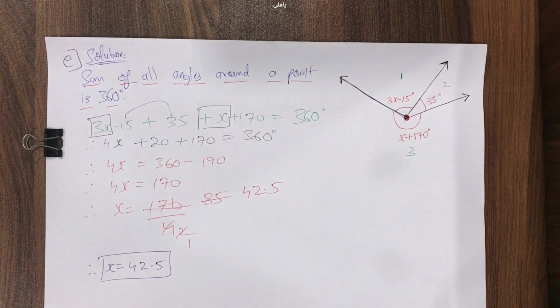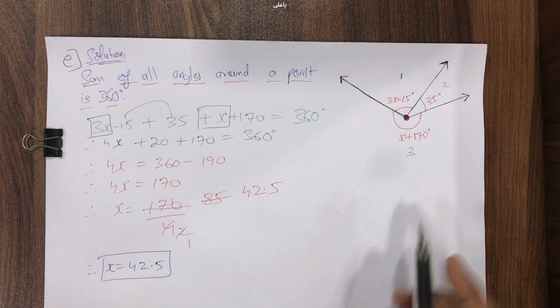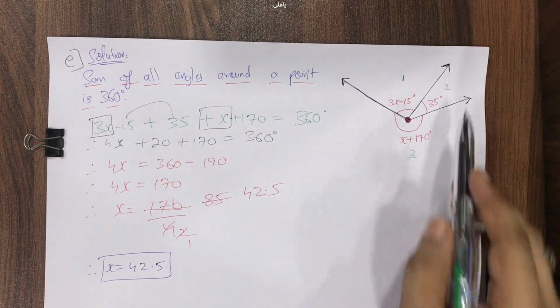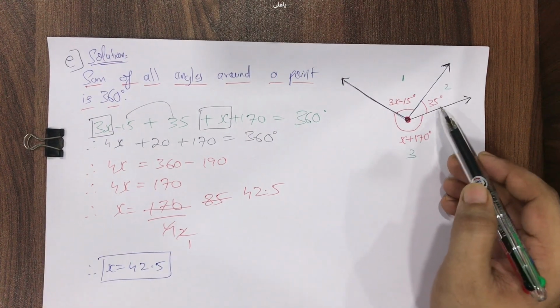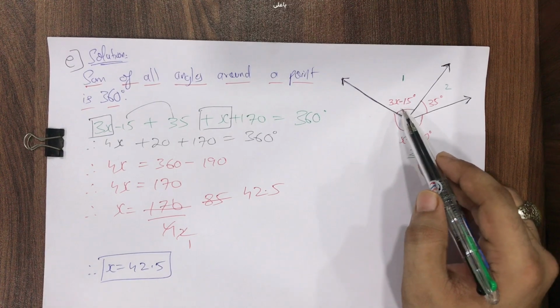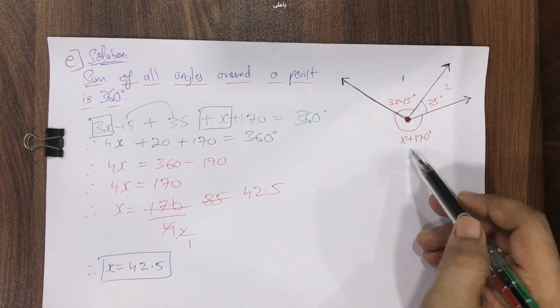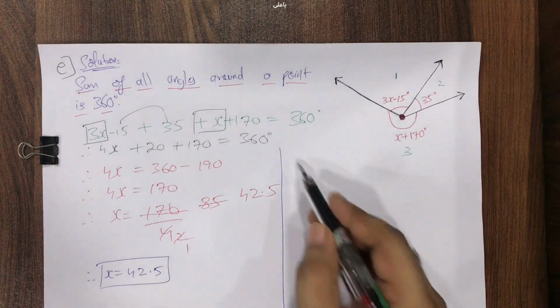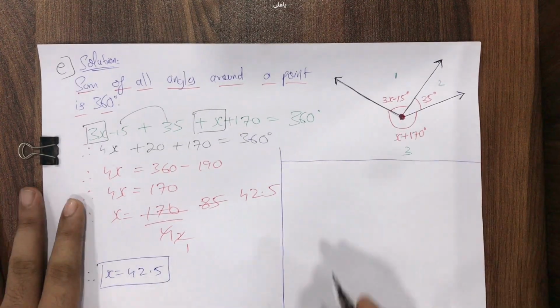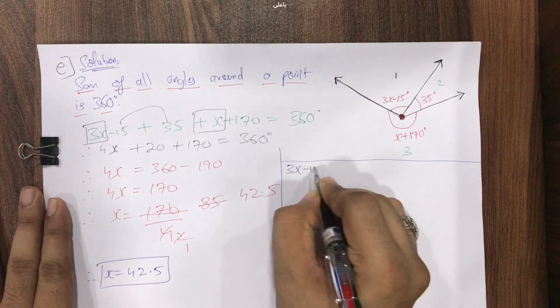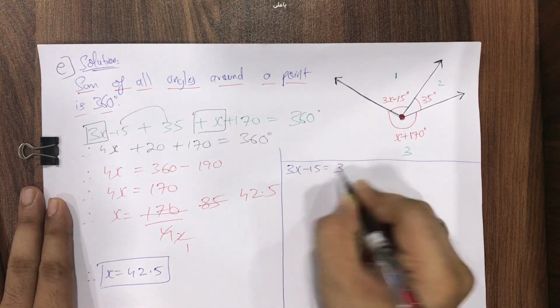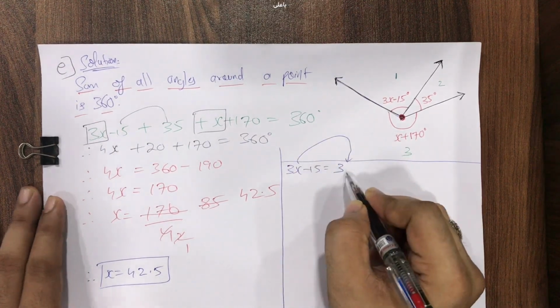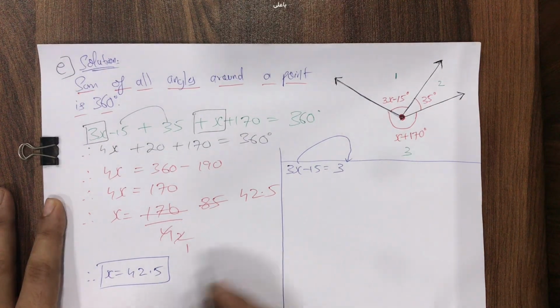Will this be termed as my final answer? Of course not, because we have to find these 3 angles. Okay, the second one is 35 degree, already mentioned. So we need to find the exact value of 3x minus 15 and then x plus 170 degree. Okay, let's do it, all of you. See here, please. First, I'm starting with this 3x minus 15. It's 3x minus 15 is equal to 3, as it is I'm writing. This x is multiplied with 3. What's the value of x? Value of x is 42.5.